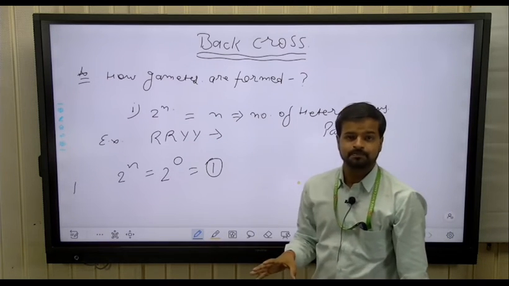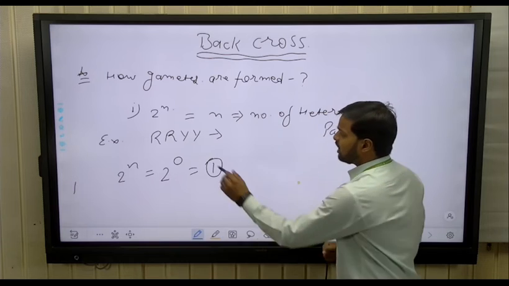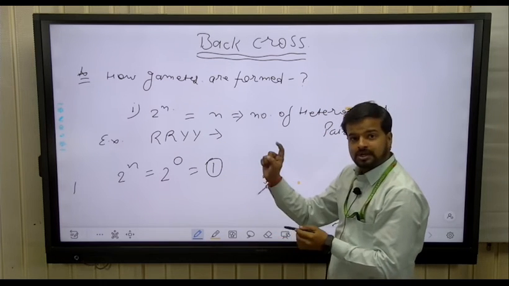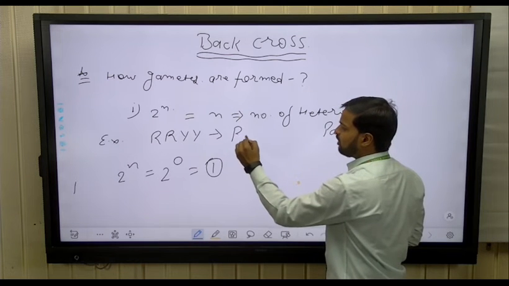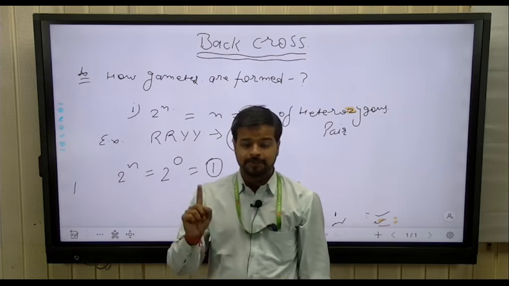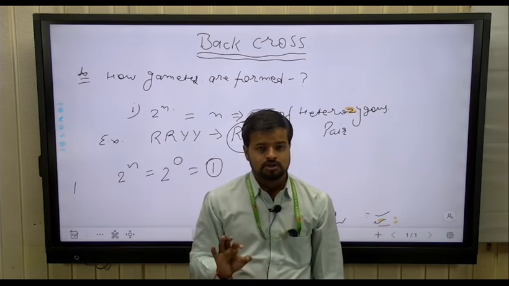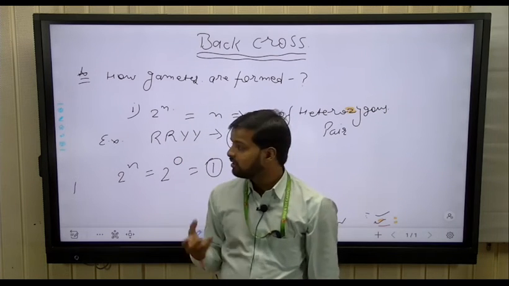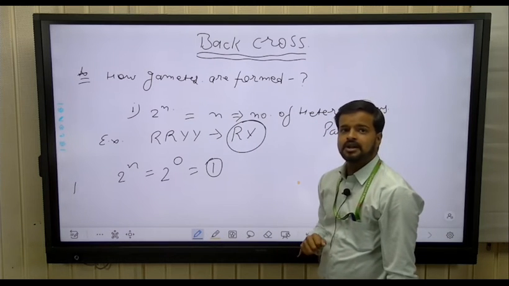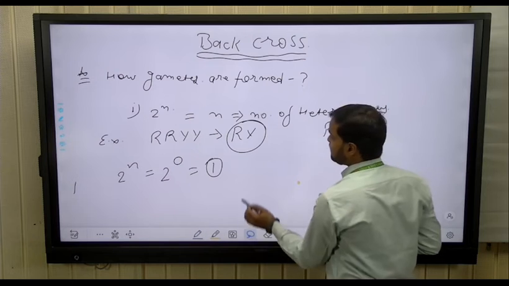It is real. Yes, it is real, because with this formula and without this trick, we obtain only a single gamete, and the gamete is what? Capital R and capital Y. That means this trick is right to get the correct answer within seconds. The gamete is capital R and capital Y.